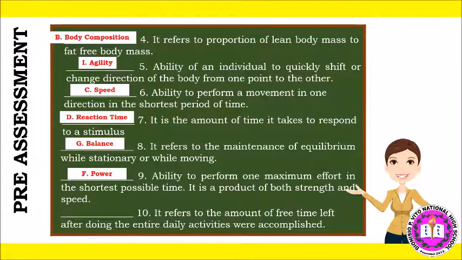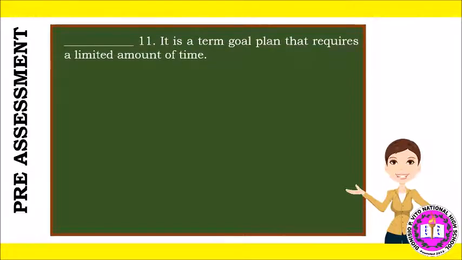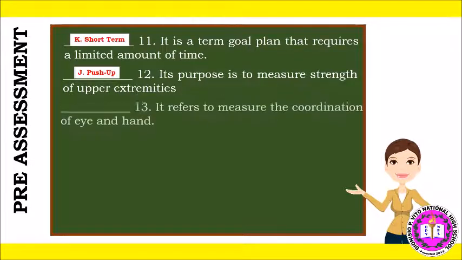Number 10. It refers to the amount of free time left after doing the entire daily activities were accomplished. The answer is letter M, leisure. Number 11. It is a term goal plan that requires a limited amount of time. It is letter K, short term. Number 12. Its purpose is to measure strength of upper extremities. Letter J, push up.